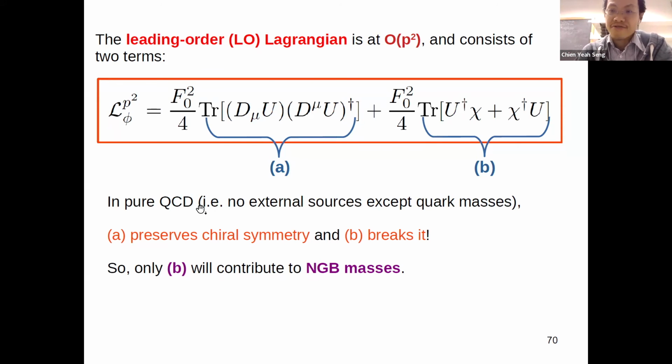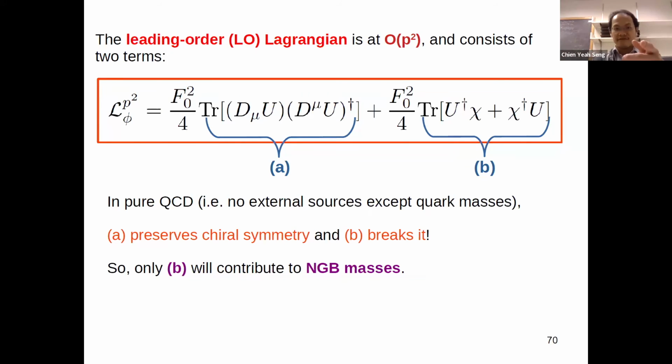Now, in pure QCD, namely where you only have the quark mass term as a chiral breaking source, you find that the covariant derivative will just reduce to the ordinary derivative. And in that case, the term A will preserve chiral symmetry, and only the term B will break chiral symmetry, because the chi has to be later identified with the quark mass, which actually doesn't transform. So only the term B will give rise to the mass of the Nambu-Goldstone boson because it breaks the chiral symmetry.